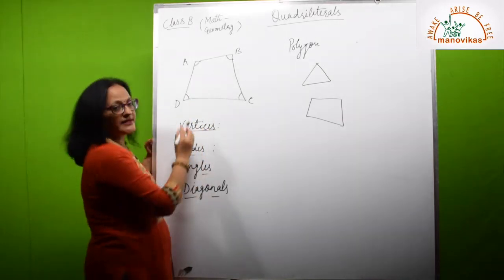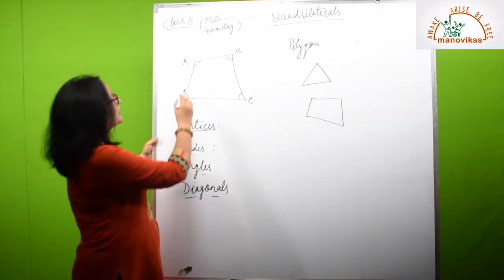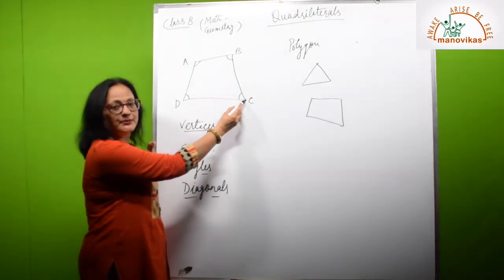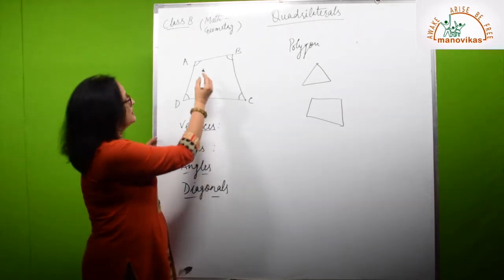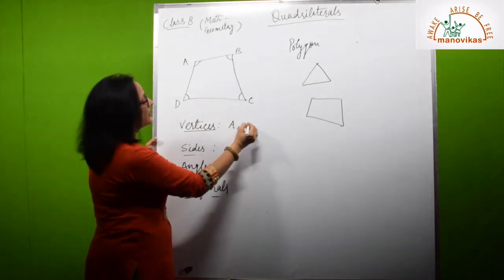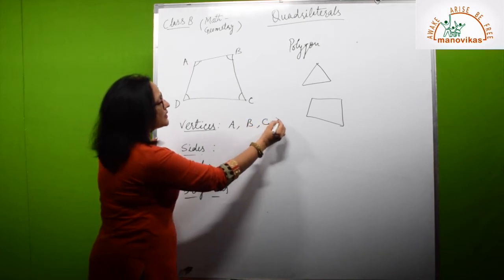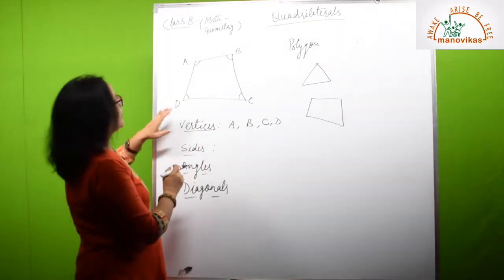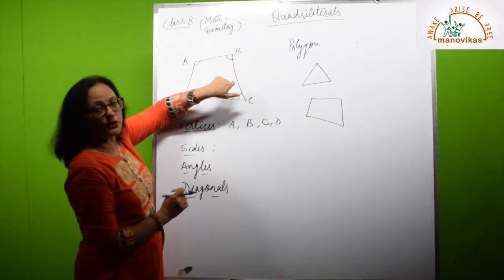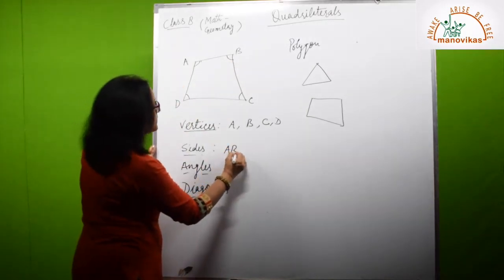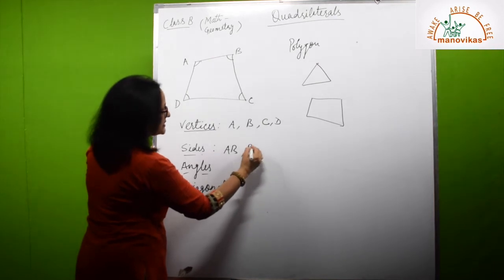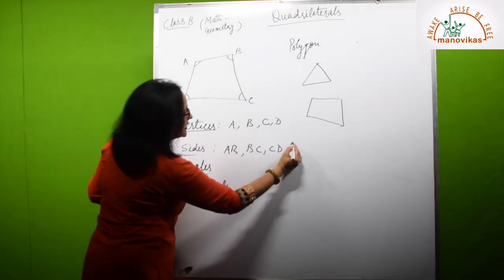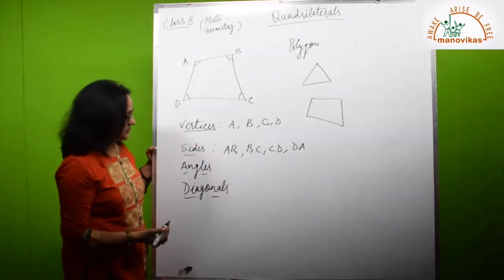So first thing, vertices. What are the vertices? Here, where two sides join, that point is called a vertex of a polygon. So as you can see, A, B, C and D are the four vertices of this quadrilateral. Now, the sides: AB is a side, then BC is a side, CD is a side, and then DA is a side of the quadrilateral.